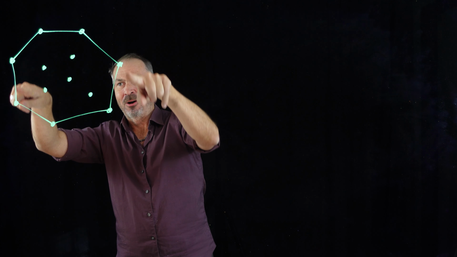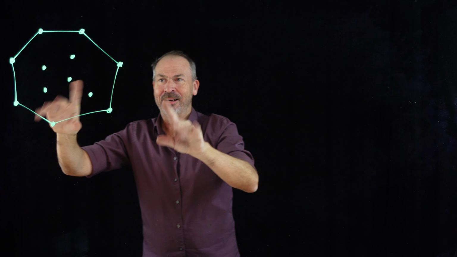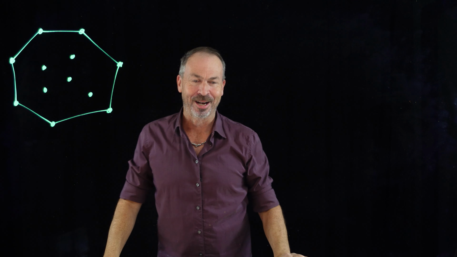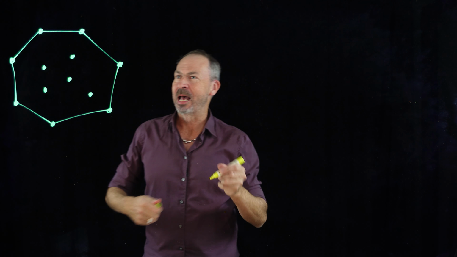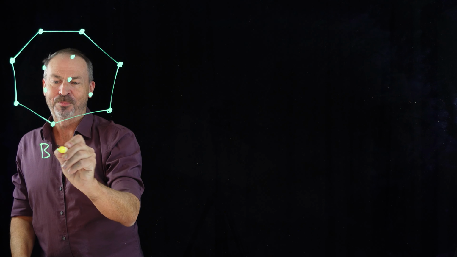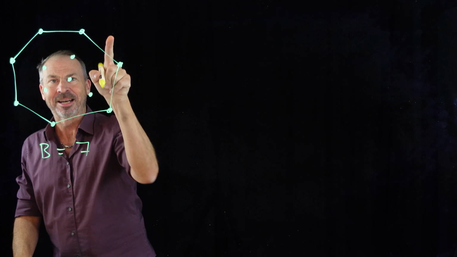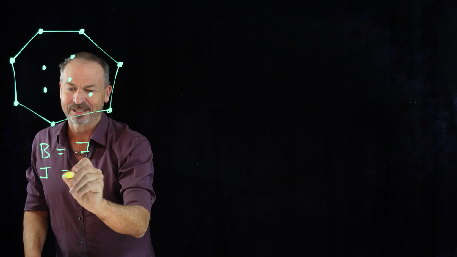Okay, back to our original puzzle. Instead of doing 4 dots to make a square with 2 dots inside, let me now do 7 dots. I think it's 7 dots. 7 dots on the outside, a septagon with 5 dots inside. Okay, so in this picture, B for boundary dots is 7. Yes, that is correct. And I've got 5 inside dots.